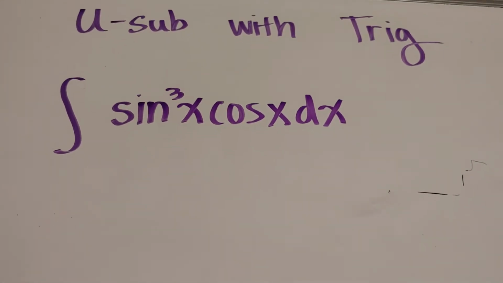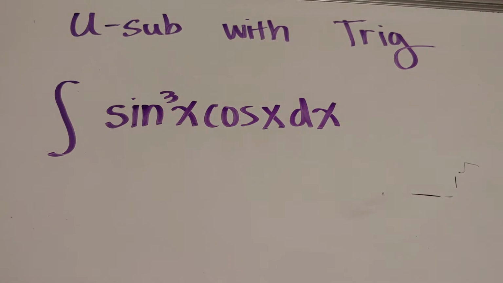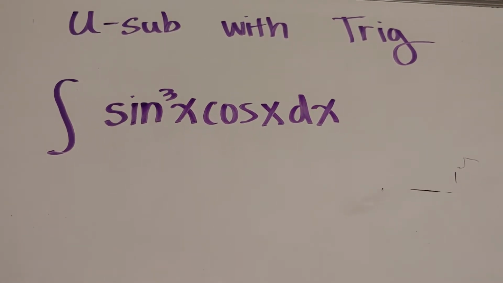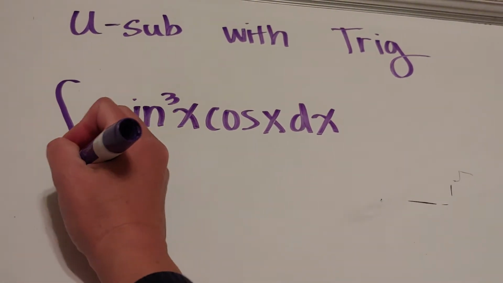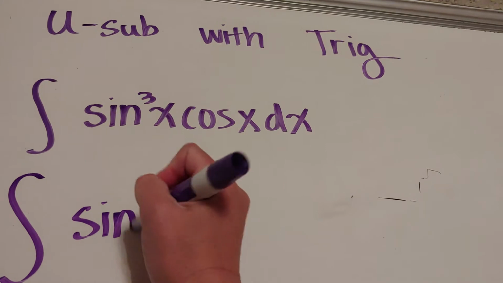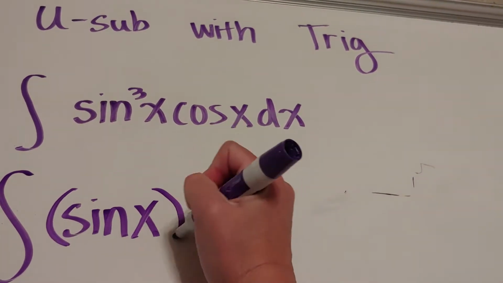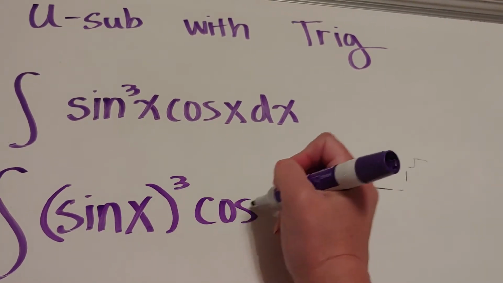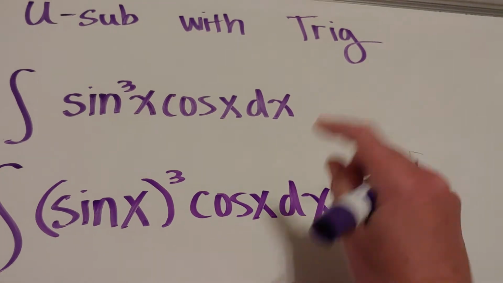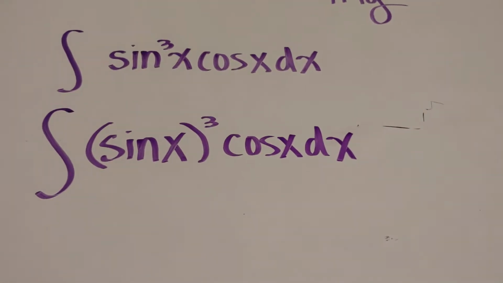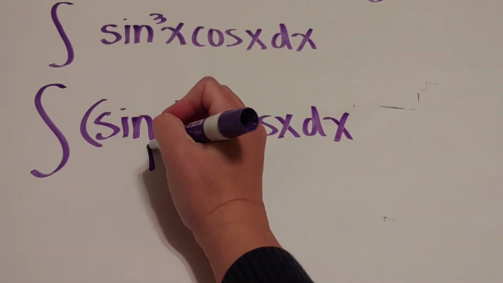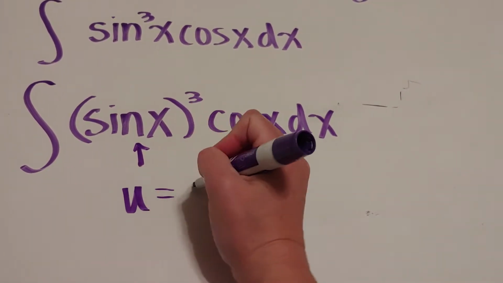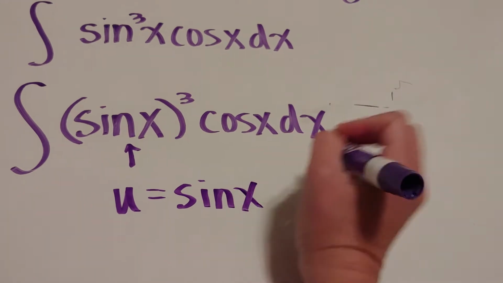One of our tricks about u-sub is we look for stuff in parentheses or under a root or in a denominator, and we're not seeing any of that here. But there's actually hidden parentheses. Sine cubed x means sine of x, cubed. Aha! Now I'm seeing parentheses, so that's telling me to let u equal sine of x.